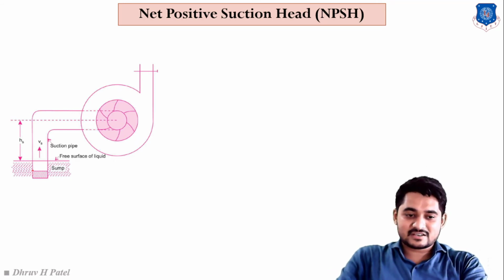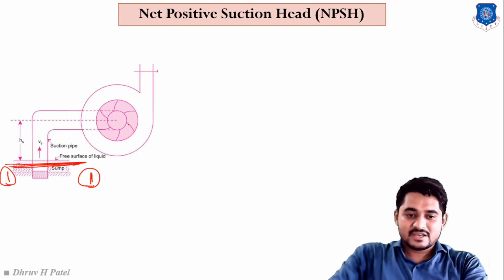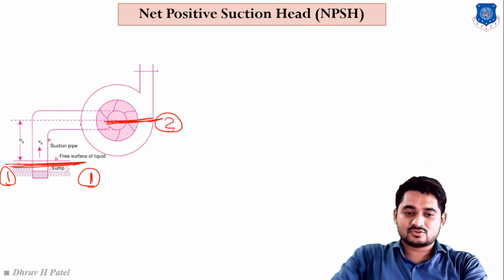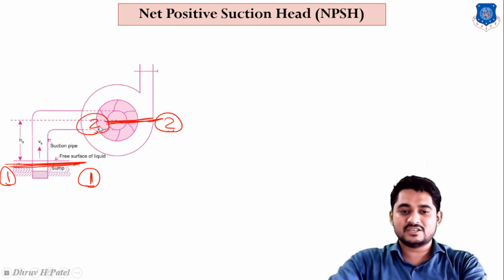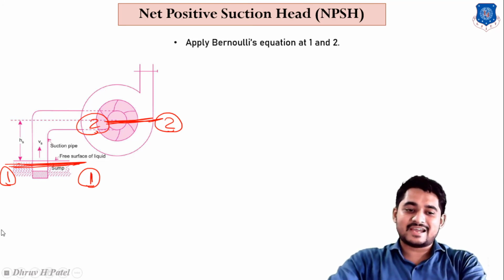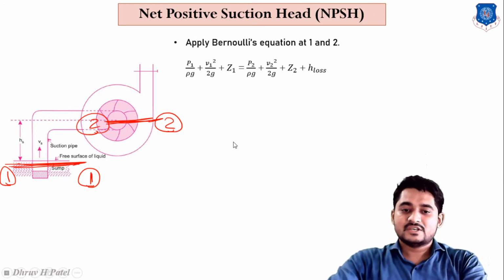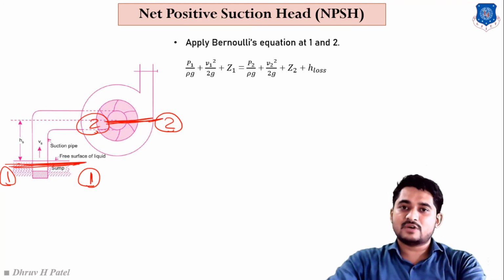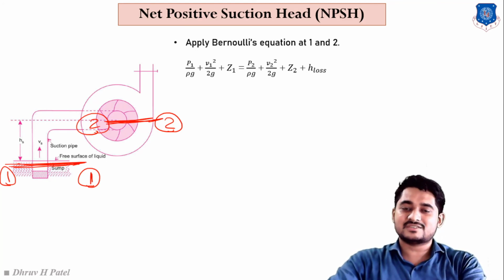So let us take the inlet side of the pump as cross-section 1-1 and the center level of the pump as cross-section 2-2. Remember this. So apply the Bernoulli equation at point 1 and point 2. The Bernoulli equation is P1 by rho g plus V1 square by 2g plus Z1 for point 1, equal to P2 by rho g plus V2 square by 2g plus Z2 plus H loss, that means head loss up to point 2.